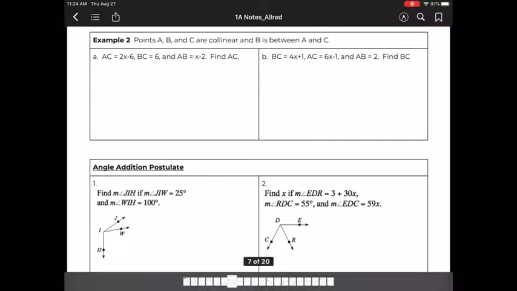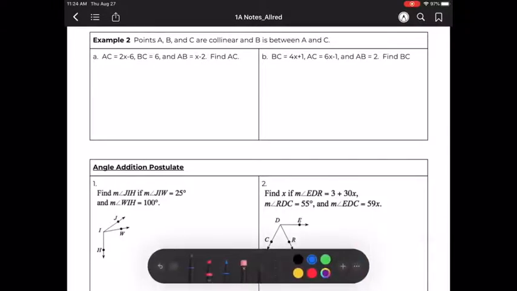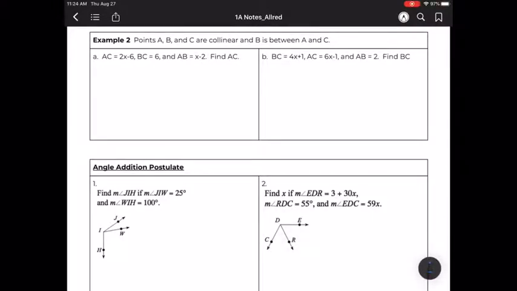And so as we go on to example 2 on the next page, we're going to do the same kind of problems, but now we can use some algebra to write some expressions instead of actual values like we did in the last example. So, on example 2, we are told that A, B, and C are collinear, and B is between A and C. That's very much like what we originally wrote. So we're going to draw that each time.